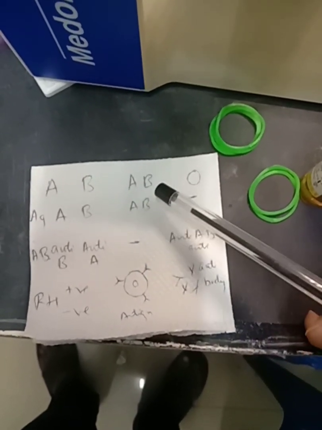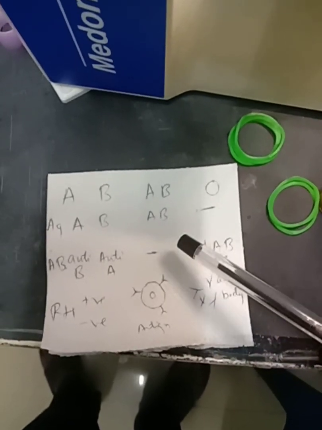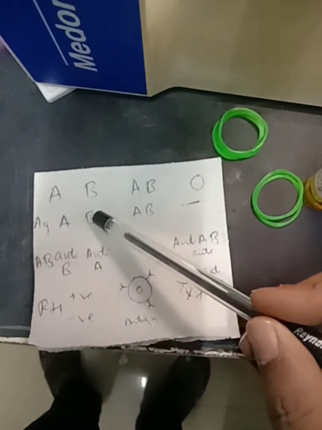So AB patients, people with AB blood group, have no antibodies, so they can take blood from A, B and O because there is no antibody to react. So they are universal recipients; they can take blood from all.